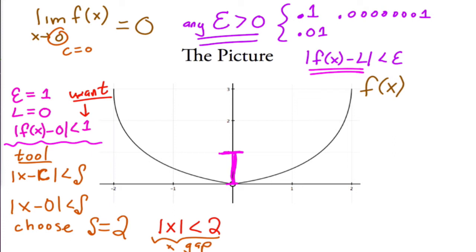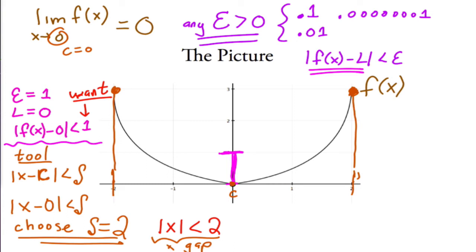So the distance between x and my c, which is right here, 0, is equal to 2. So that means that this is my x gap. So what you want is, given this choice, you want the distance from the function to the limit to be less than 1.